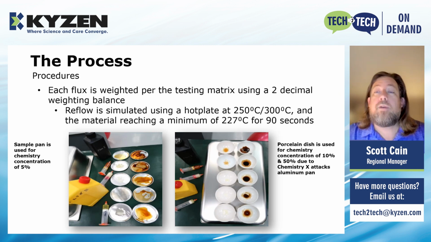Now, you may be asking why there's 2 different temperatures being used. As you can see on the bottom, for the 5%, we were able to use metal pans. The problem was the competitor's material ate away at the metal pans, and so for the 10 and 50%, we had to use a porcelain dish. Due to the porcelain dish and the heat transfer, the temperatures that we ran the hot plate at were a little bit different. So that's why it was 250 on one and 300 on the other. That was just what was needed to get the material up to the 227 based off of what the holding canister was.